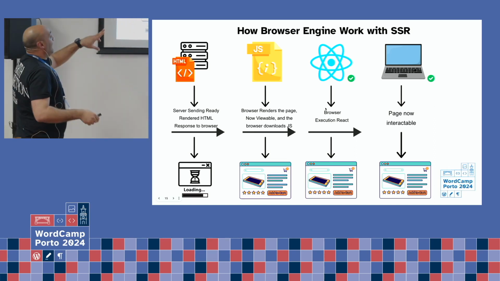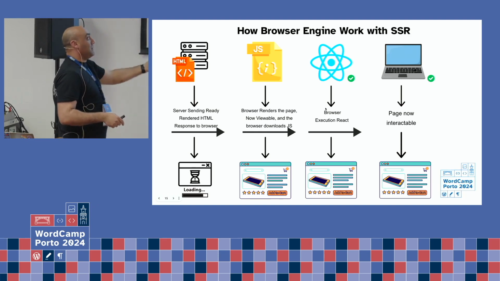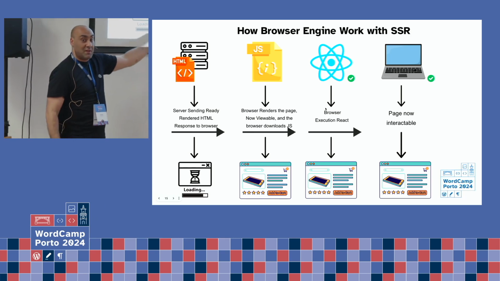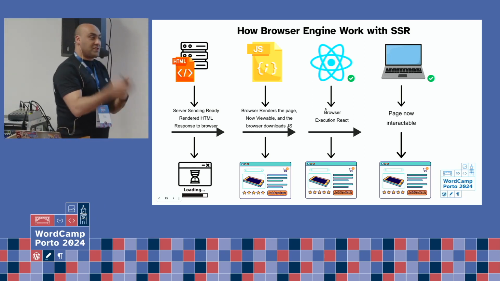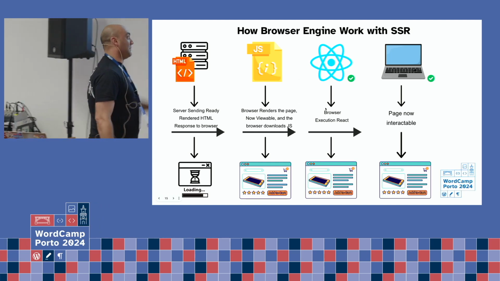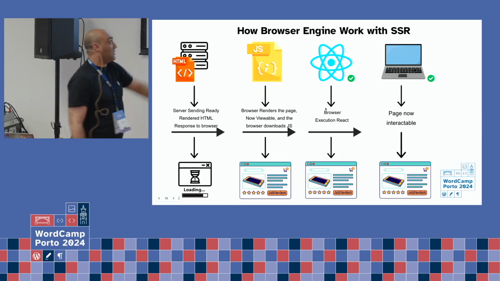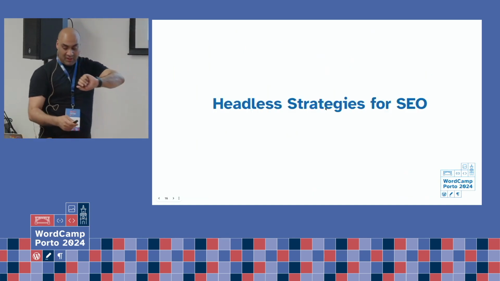Here, we downloaded the JavaScript, and the page starts showing to the user, even while the JavaScript technology, for example React, is executing. Still, the page appears to the user and, for sure, to the crawler. So these are the steps for the browser engine.